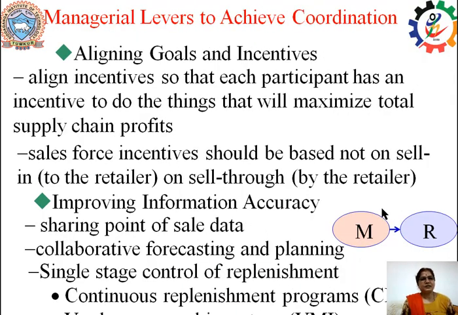Aligning goals and incentives. Incentives should not be given to any participant, where participant refers to the stage or the company, for achieving something which will maximize only that participant's profit. If a particular participant or stage owner has done something that will improve the total supply chain profitability, then only should the incentive be given.